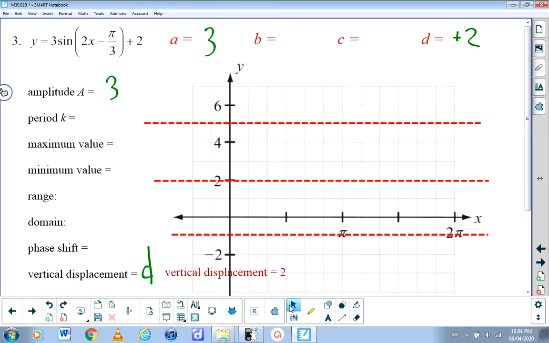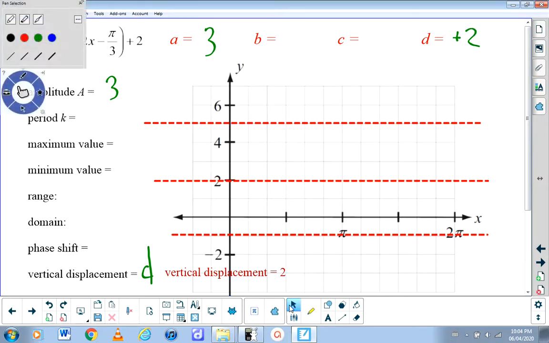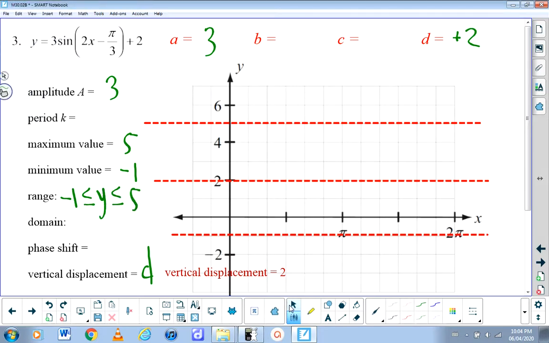The maximum we can see is going to be 5. The minimum will be negative 1. The range will be negative 1 is less than or equal to y, which is less than or equal to 5. The domain is any real number. The period, well, let's leave the period for the time being. I hope you can see that b is 2. And I'm going to calculate the period off on the side.